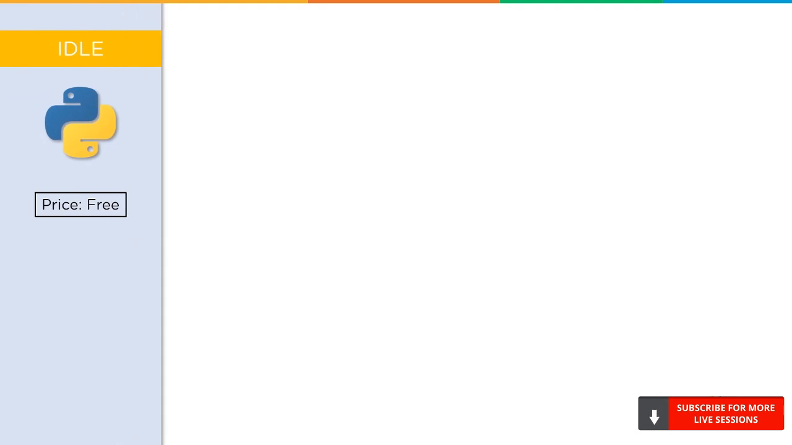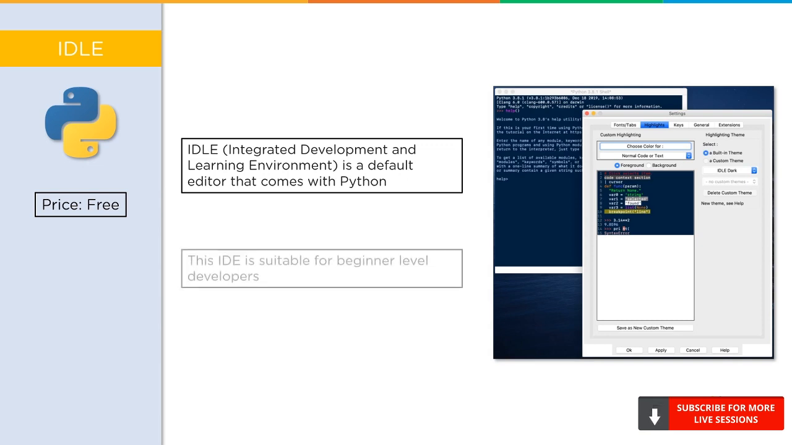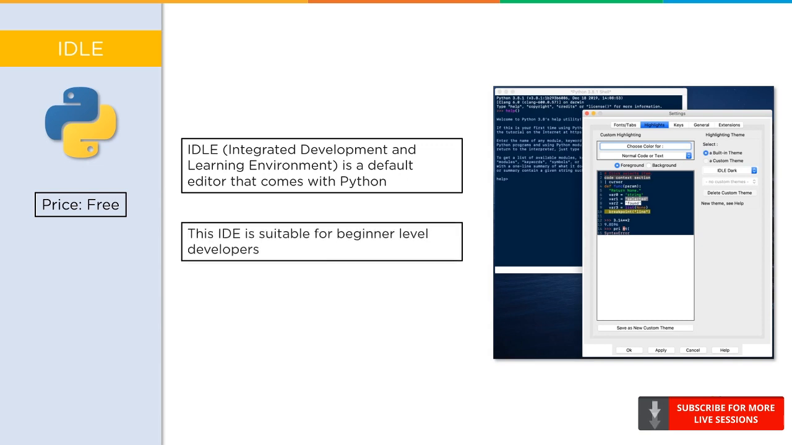The first one is IDLE, or Integrated Development and Learning Environment. This is a default editor that comes with Python. When you install Python, IDLE is also installed by default and therefore it's free to use. This software helps a beginner to learn Python easily. IDLE software package is optional for many Linux distributors. The tool can be used on Windows, Mac OS, and Linux.